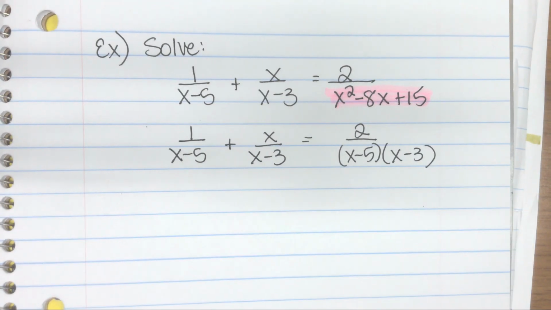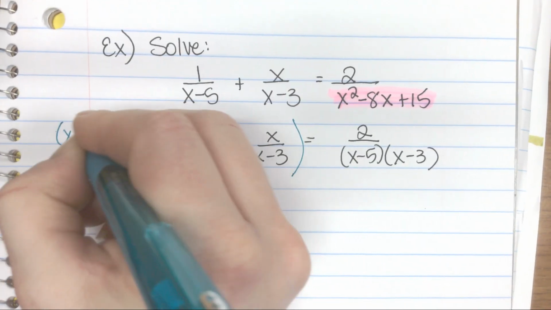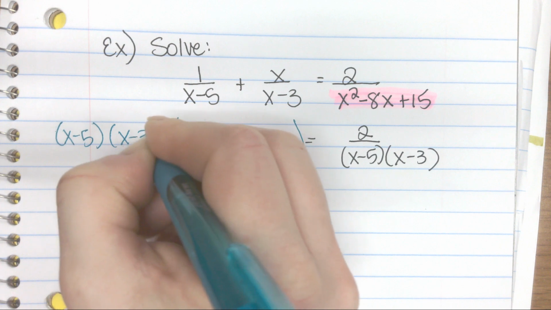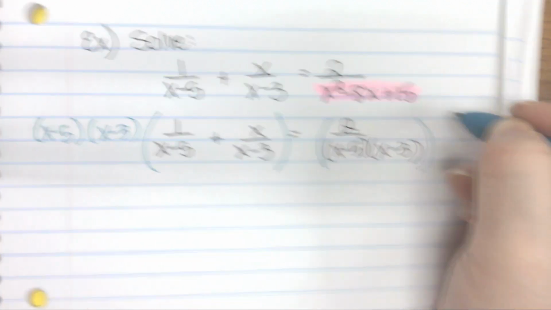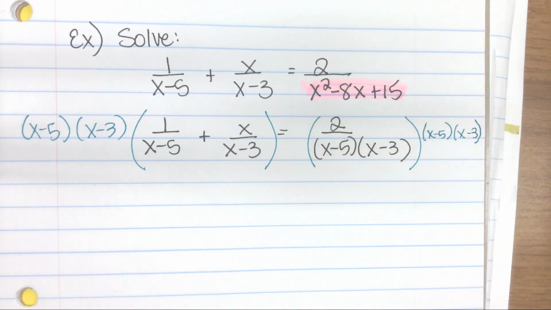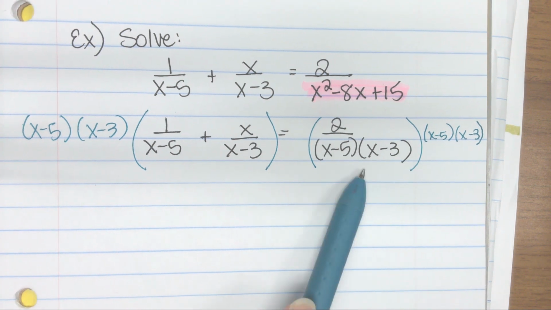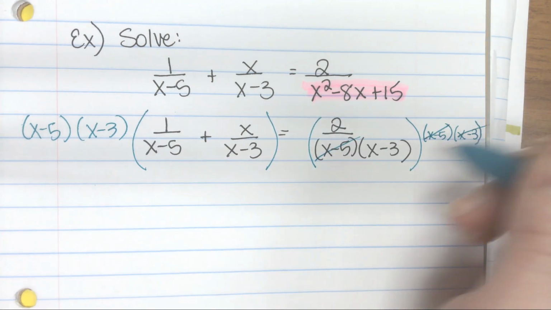Okay, what's my common denominator? X minus 5 and x minus 3, both of them. So I'm going to multiply both sides by both of those factors. I like to start on the easier side. On this side, there's only one term. Both of those factors cancel. I'm left with 2.